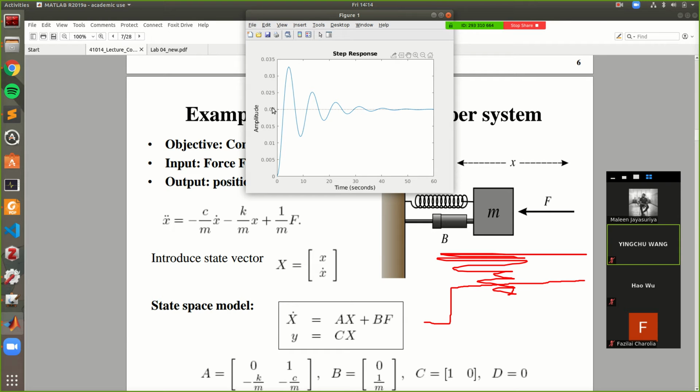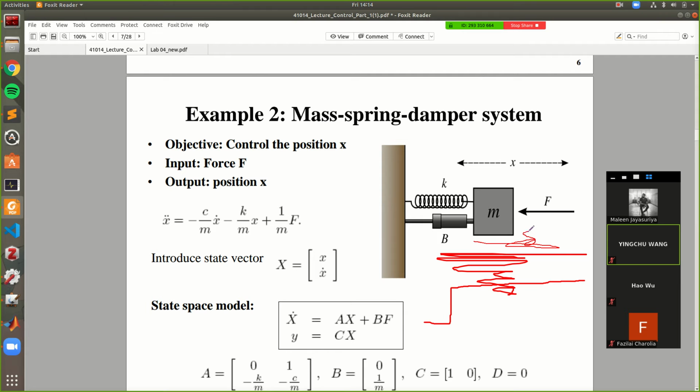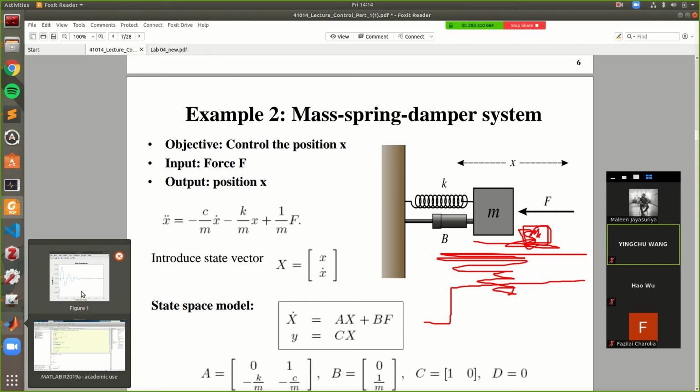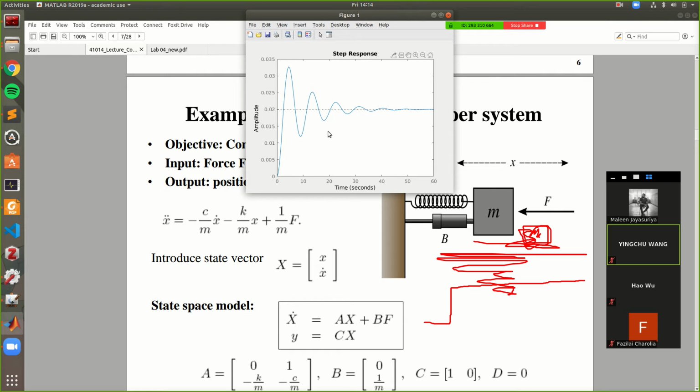This is in meters, and then stopped at about 2 centimeters. So it has oscillated and stopped around here, right? If I'm giving it a constant 1 Newton force, right? So that's what the open loop system is. This is how the open loop system behaves, right?